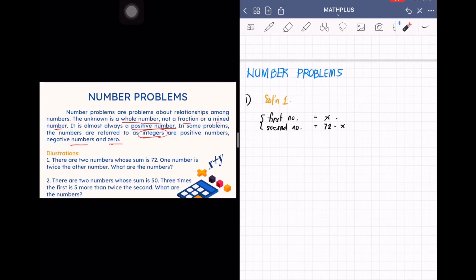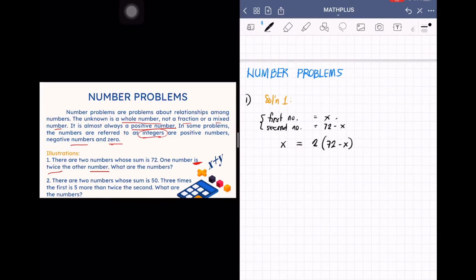One number is twice the other number. So we just take one of the numbers, let's say that would be x. One number is equal to twice the other number. Ibig sabihin, doble daw nung kabila. And this is the other number, which is 72 minus x. So the value of one number is double this one. Therefore, x is equal to 2 times the other number, that's 72 minus x.